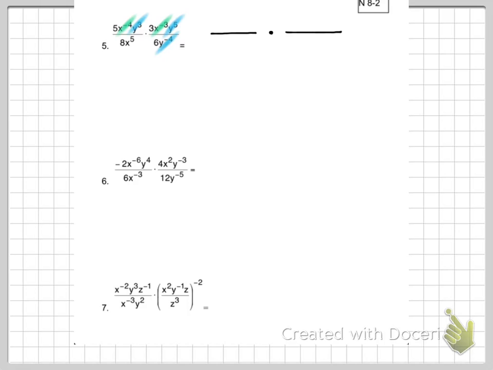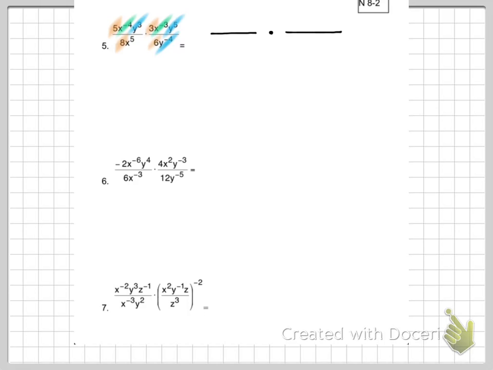The numbers 5, 8, 3, and 6 are separate. They're not raised to those exponents, and that's something that for some reason students tend to struggle with, and you need to remember. It's 5 times x to the negative 4th times y to the 3rd.